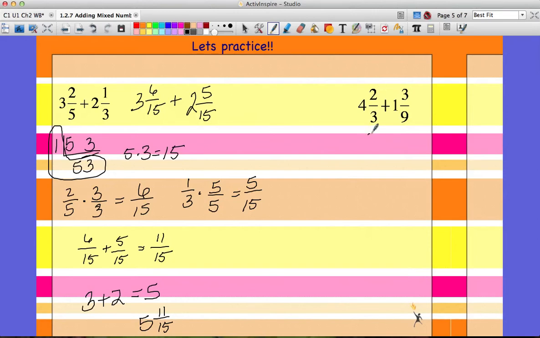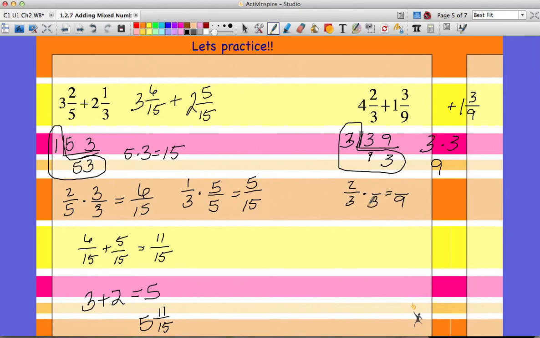All right, so 3 and 9 have a least common multiple of what I found to be 9. They're both divisible by 3. I end up doing 3 times 3 and I get 9. So 2/3 has to change to have a denominator of 9. And we don't have to change this one, so I know 1 3/9 stays the same. My 2/3 has to change. So I know I have to multiply by 3 to get 9, so I have to multiply by 3 on the top, and I get 6.